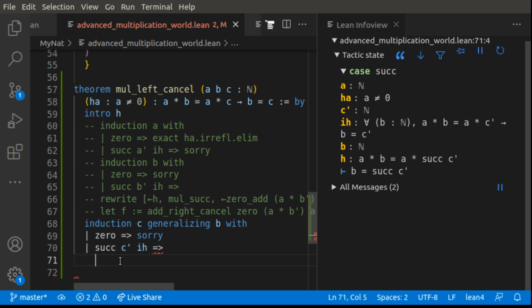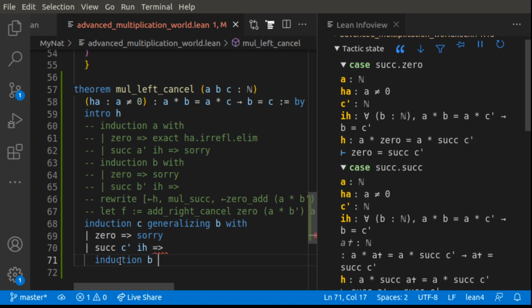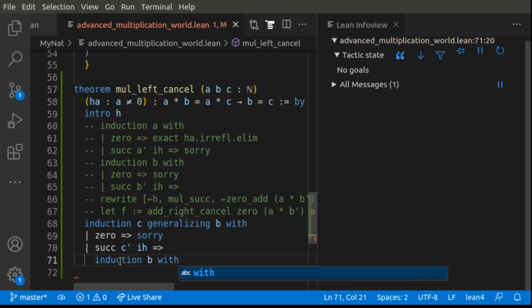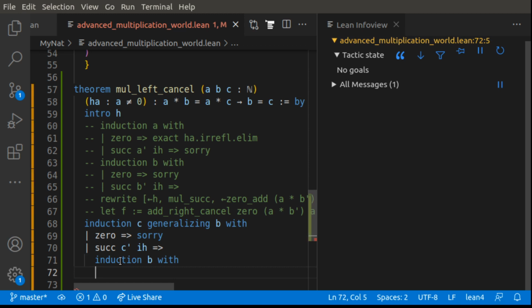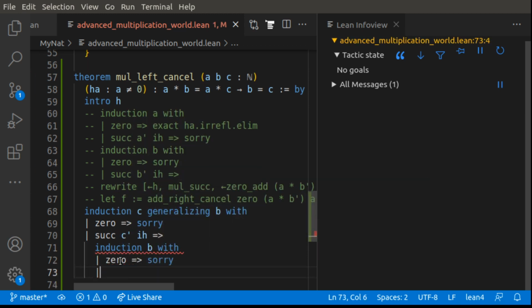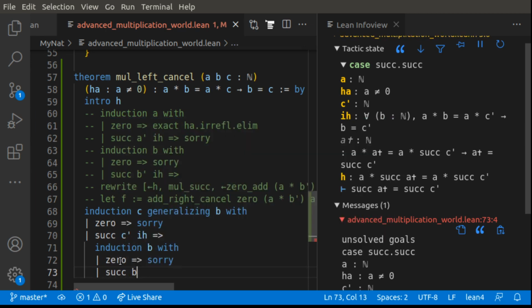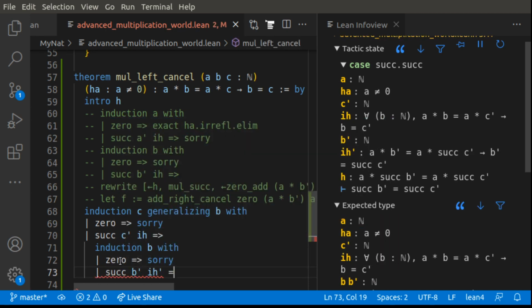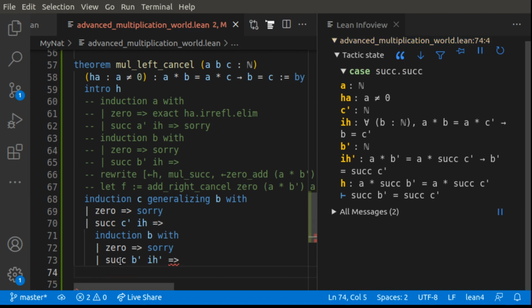Okay, let's try to do induction on B, because that'll get a successor around B. Okay, with 0, I'll go to sorry for now. Successor B prime, induction hypothesis prime. Okay, what does this get us? Whew. Now our goal is successor of B prime equals successor of C prime.